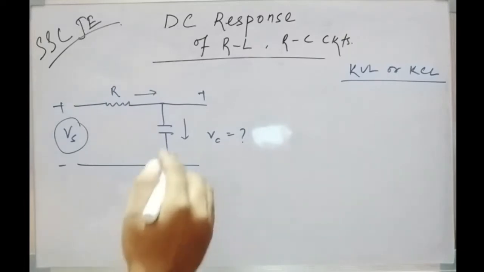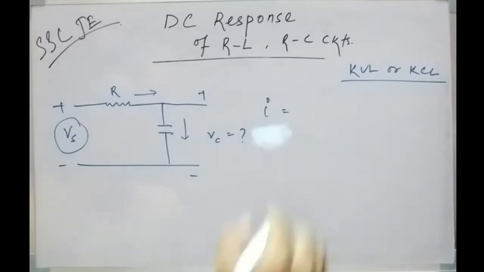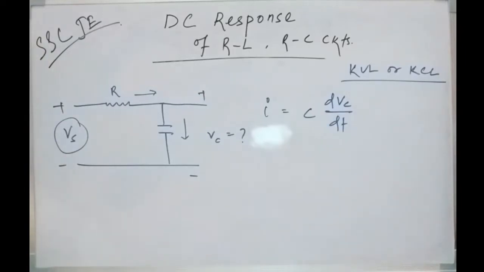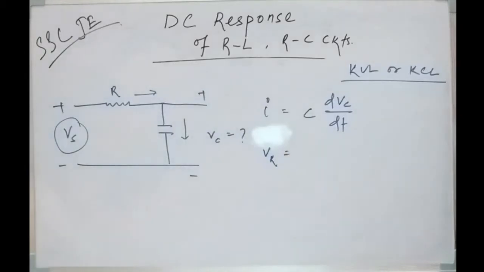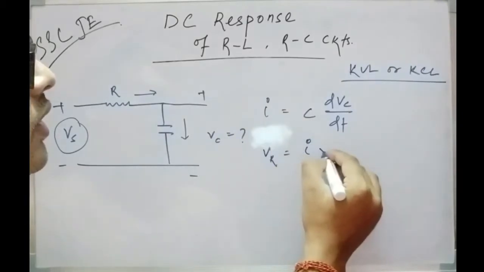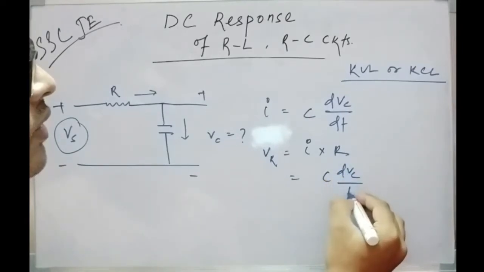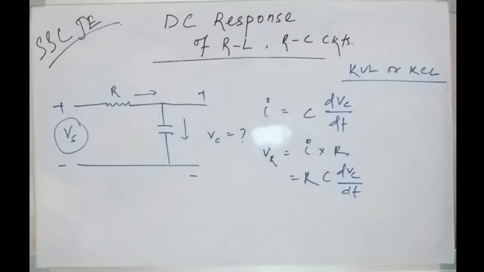You know how much the current through the capacitor is? It is always C dVc by dt, right? And how much is the drop across the resistor? The drop across the resistor, VR, is current into resistance. The current here is C dVc by dt, into resistance, so it is RC dVc by dt.